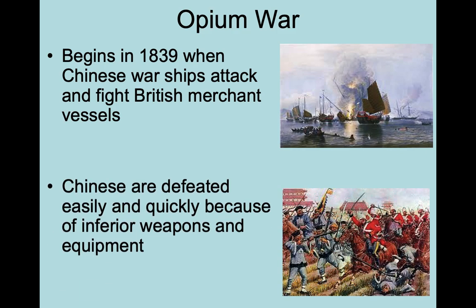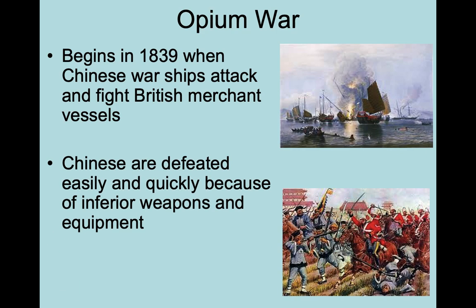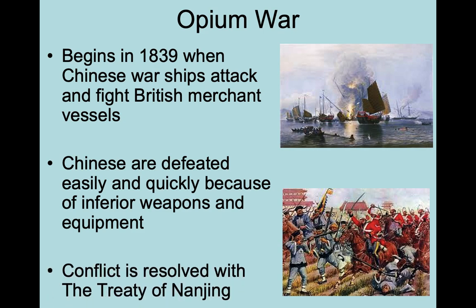The war lasted from 1839 until 1842, but the Chinese were fairly quickly and fairly easily defeated because their weapons and technology were inferior compared to the British, who had better ships and more powerful weapons. In 1842, as the war wound down, the Chinese and the British signed a treaty known as the Treaty of Nanjing to end the war and resolve the conflict.